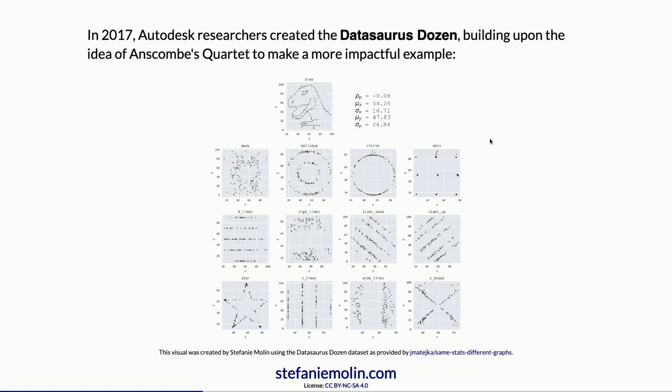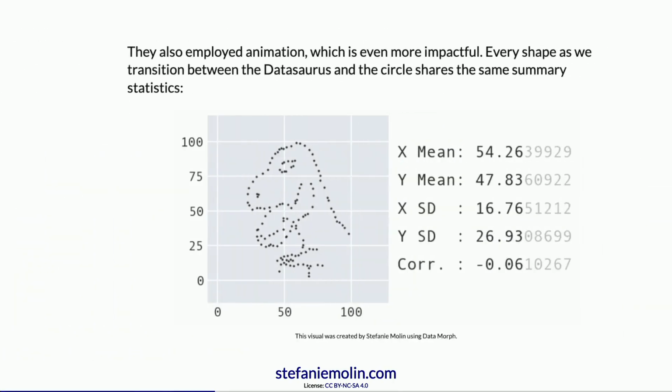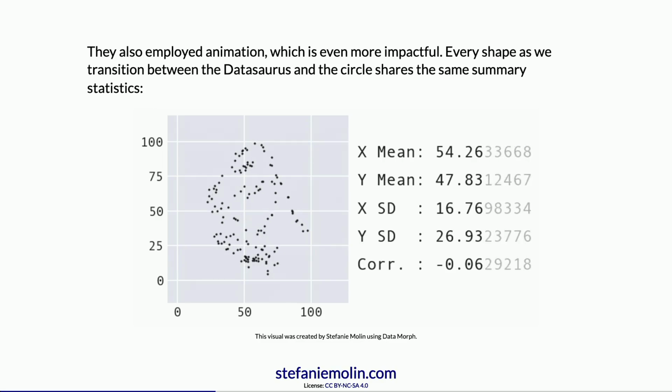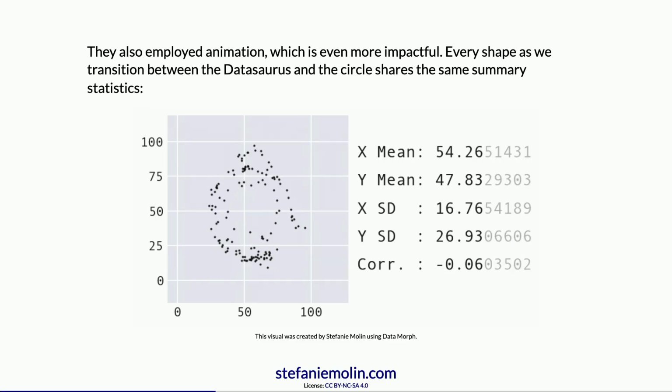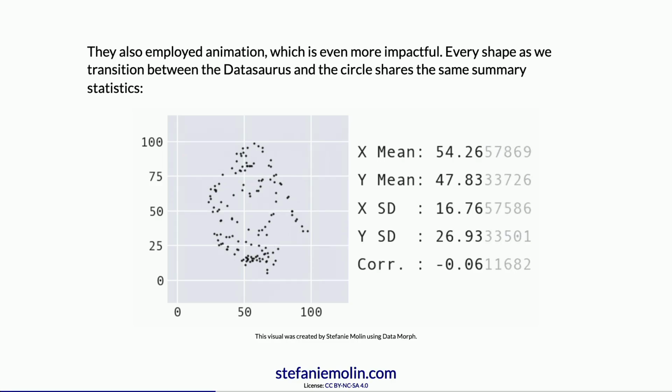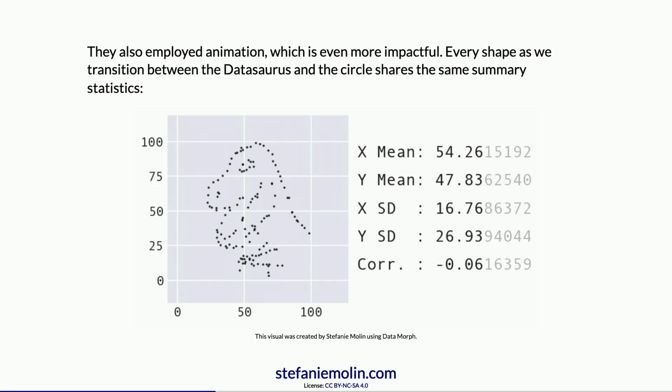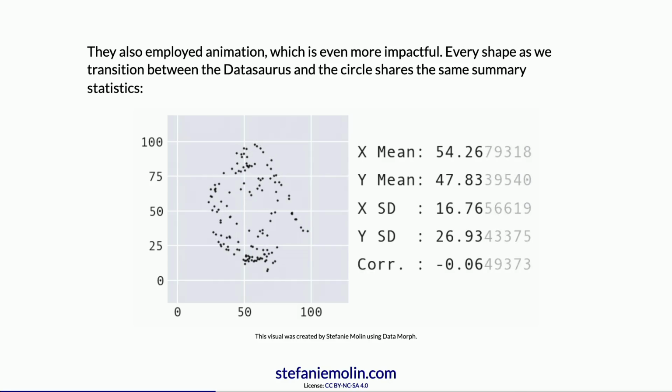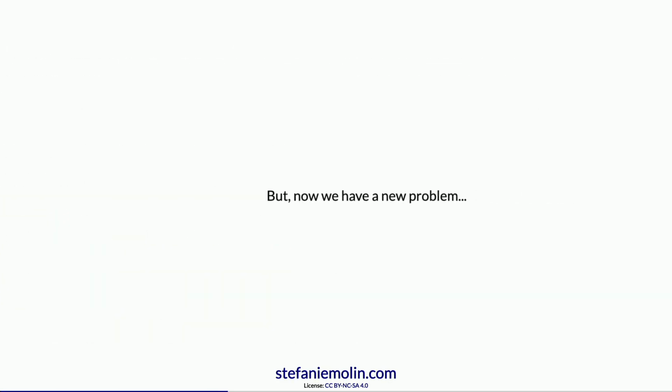So already this leaves a bigger impression than Anscombe's quartet, right? The dinosaur is a very shocking visual. And the other thing that they did was add animation. So now you can appreciate that it's not just that dinosaur and the circle that share the summary statistics, but it's every different combination of points that we get on the way from turning one into the other that also has that same set of summary statistics. Right? So there's an infinite number of things that would apply to that set of summary statistics.